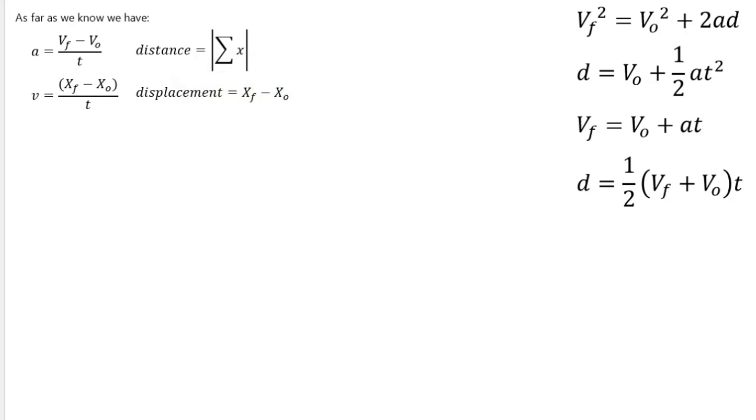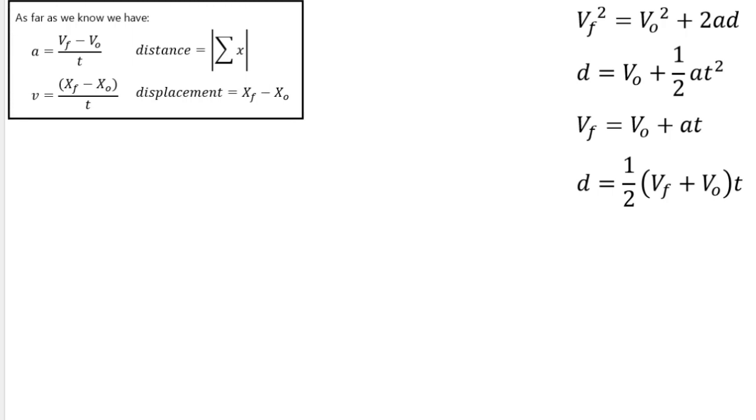Today we're just going to derive some equations in kinematics in one dimension. As we know with these equations here on the right side, we already know what those things mean. Acceleration is the change in velocity over time, and velocity is the change in displacement over time.